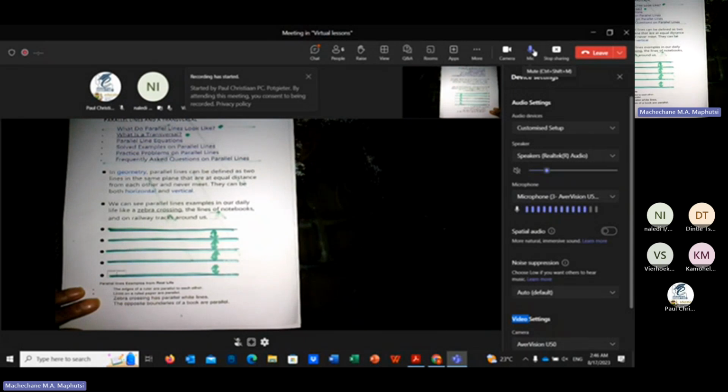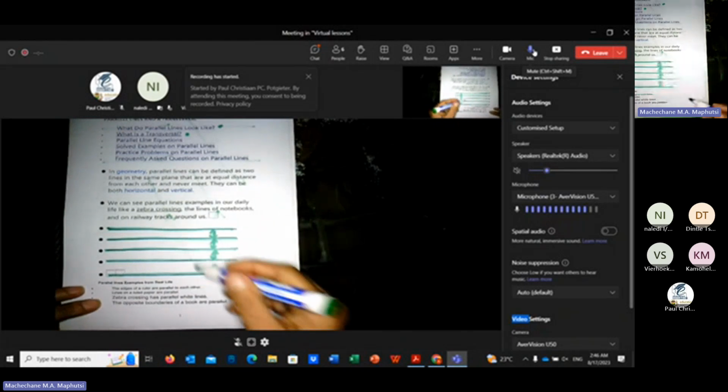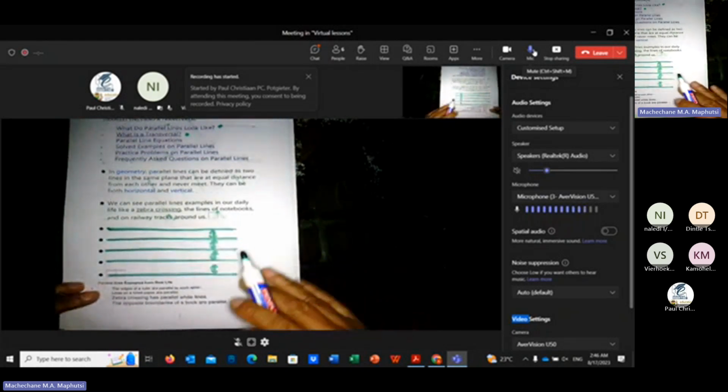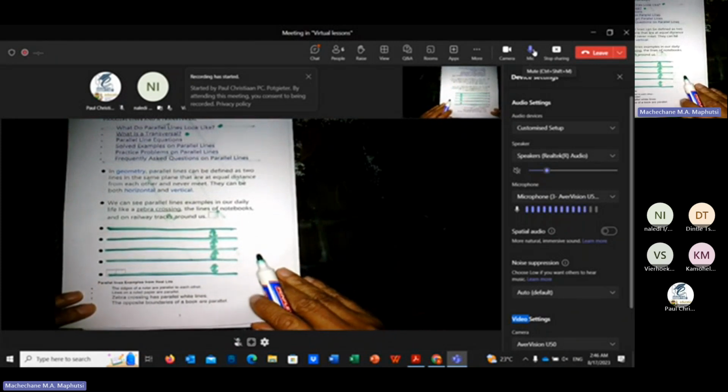if you look at them, you'll see that those lines are parallel lines. Maybe tomorrow when you go to school, just check the crossing lines, you'll see that there is equal distance between them. So the crossing lines are an example of parallel lines.